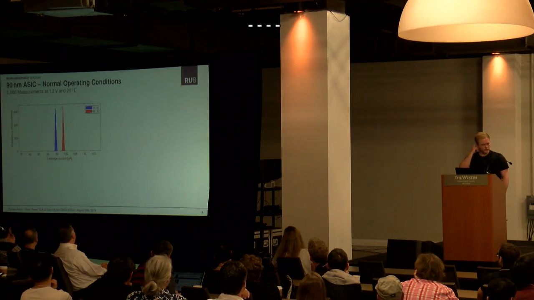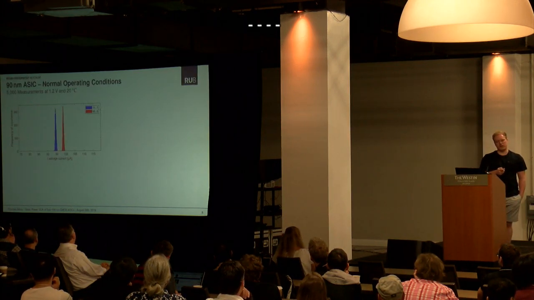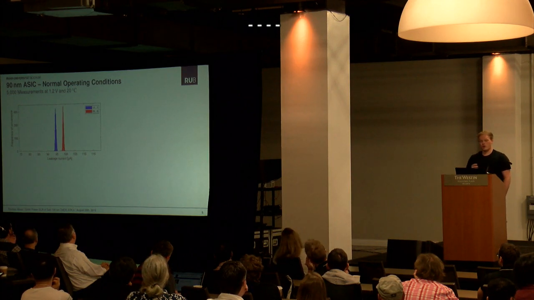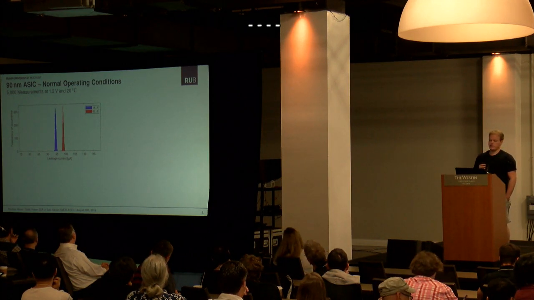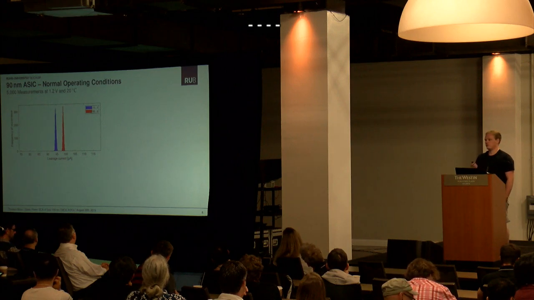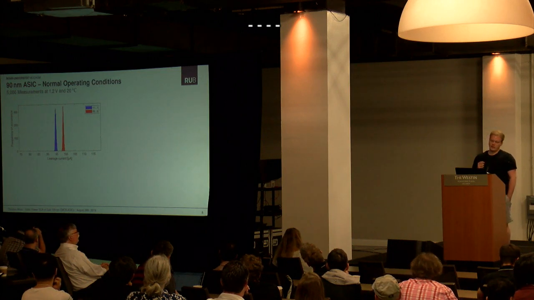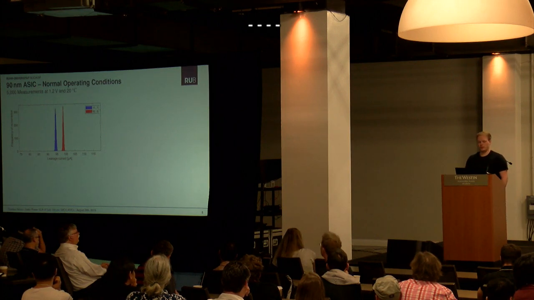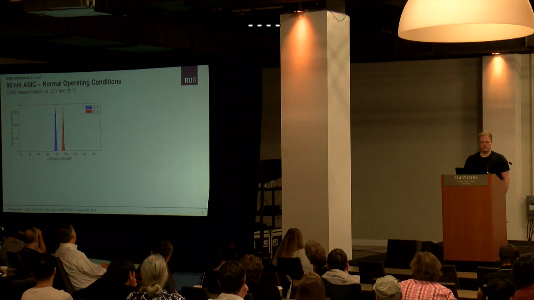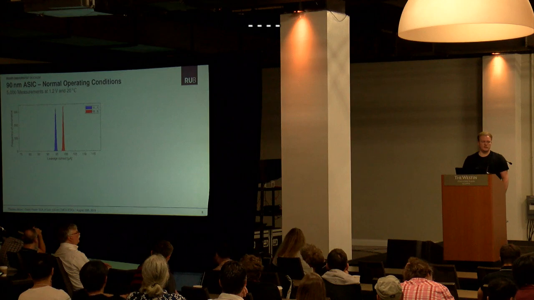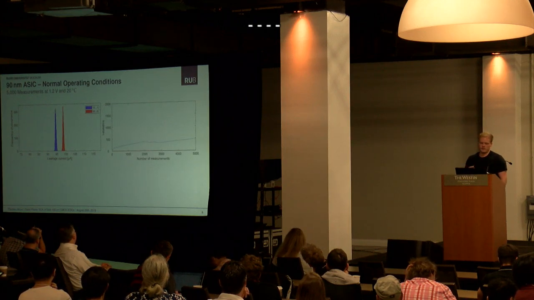Okay, let's look at what that looks like on the 90 nanometer ASIC under normal operating conditions. So we have measured at 1.2 volt, the nominal supply voltage, and 20 degrees Celsius. We can see that the data dependency is clearly visible. For the inputs all ones, we get the blue distribution, and for the input all zeros, we get the red distribution. In order to quantify the distinguishability of the distributions, we threw a t-test onto that data.